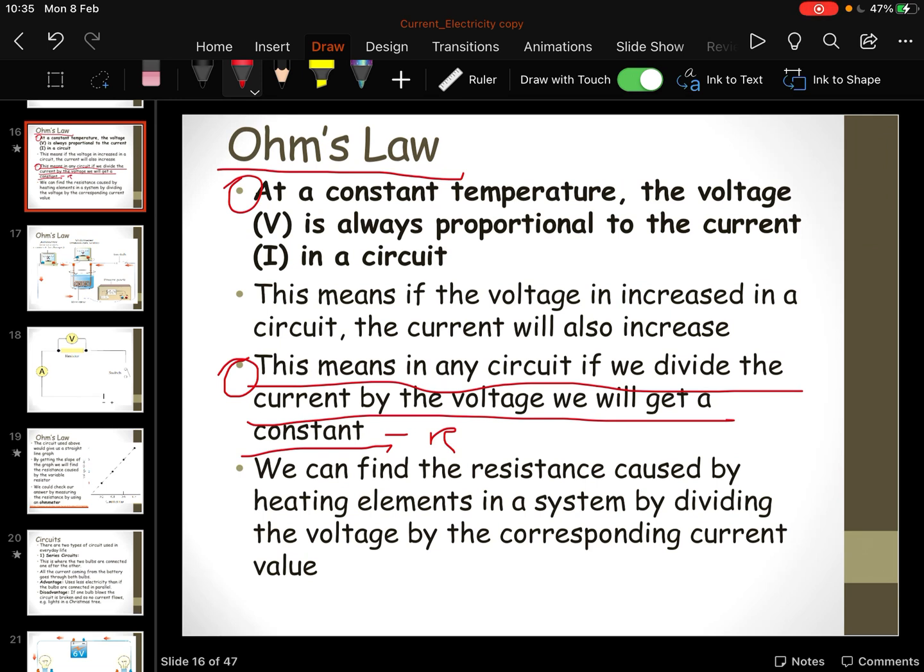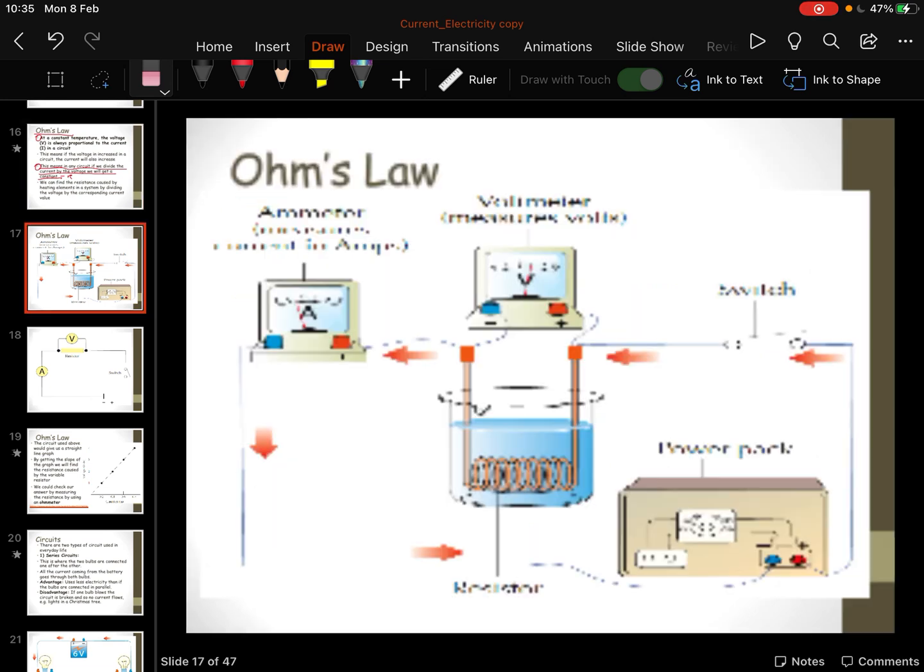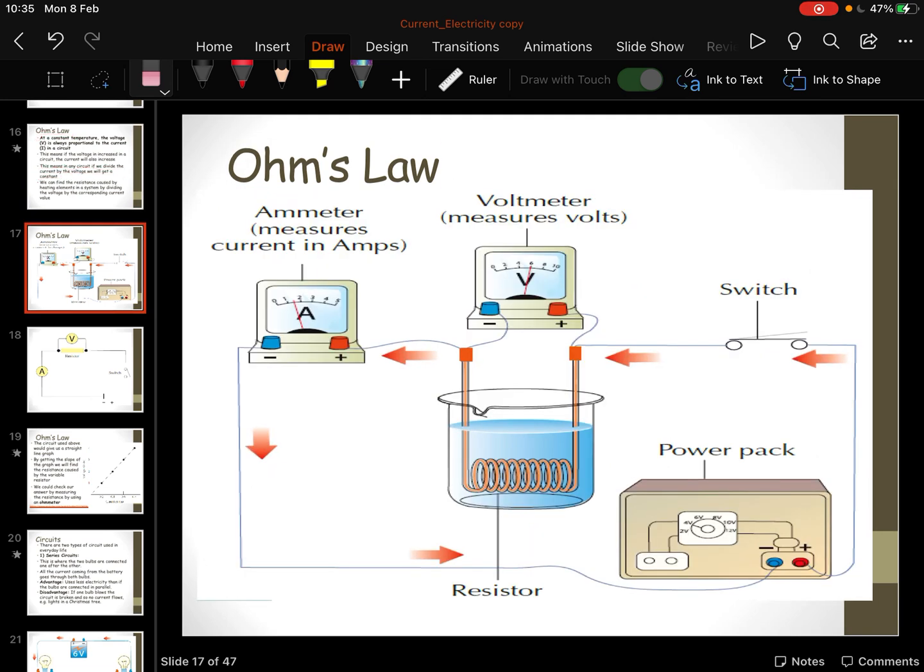Now this is important for, I think in junior cert, they might not ask you to get the resistance using the slope equation, but usually you get the slope from the graph, okay? All right, we can find the resistance caused by heating elements in a system by dividing the voltage by the corresponding current value. So let's take down those 2 points there, the definition and a bit about the constant if you divide the two, okay? So this is kind of what Ohm's law looks like.